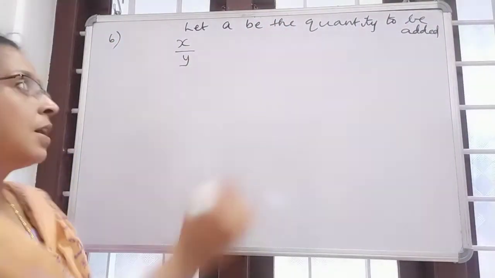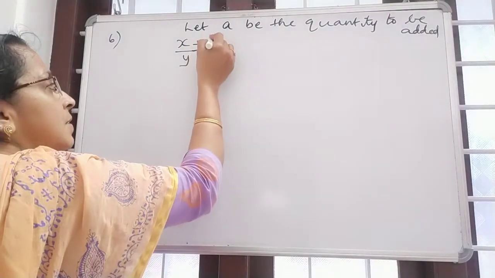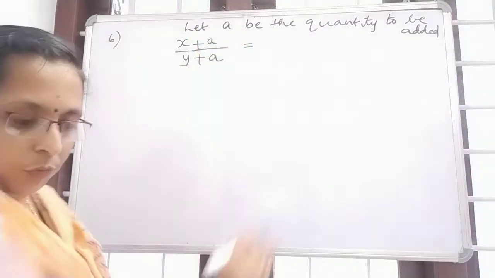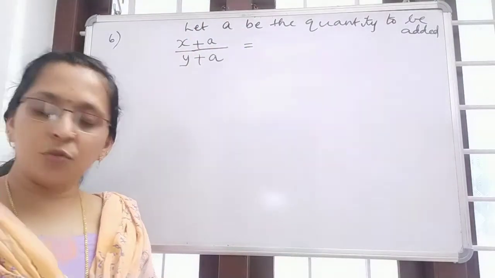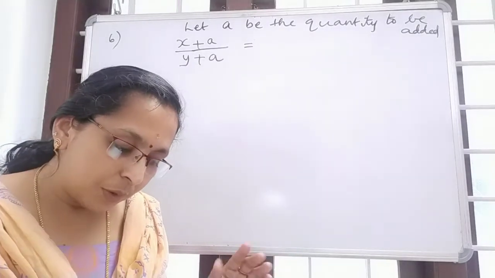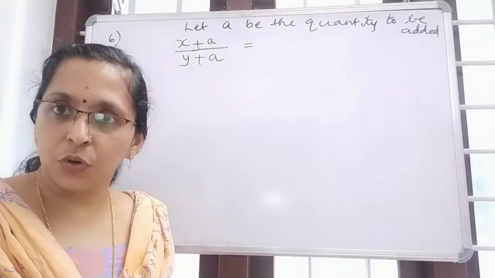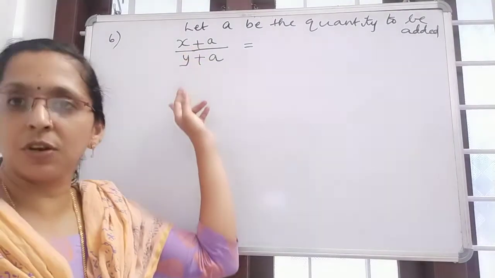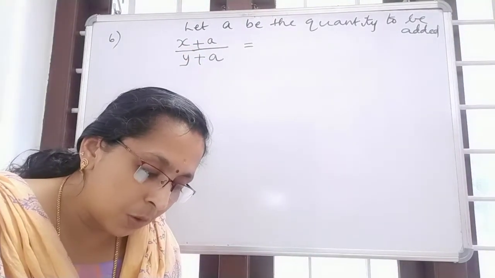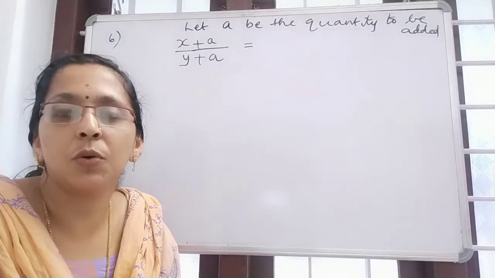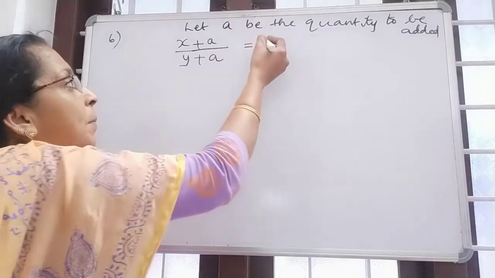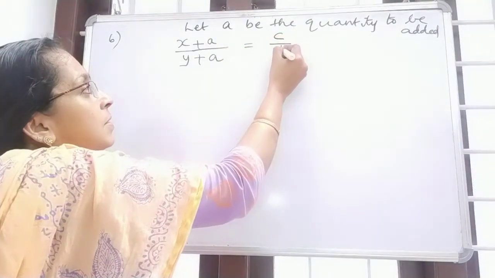So how can we write? x plus a divided by y plus a is equal to what? Let a be the quantity to be added. What is our question? What quantity must be added to each term of the ratio? So we added a to each term of the ratio so that it may become equal to c is to 9. So it will become c is to 9. C is to 9 means c by 9.